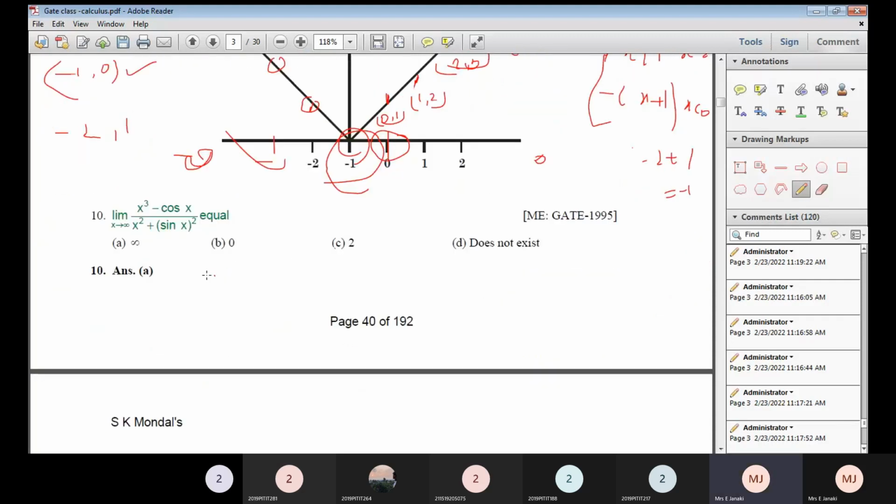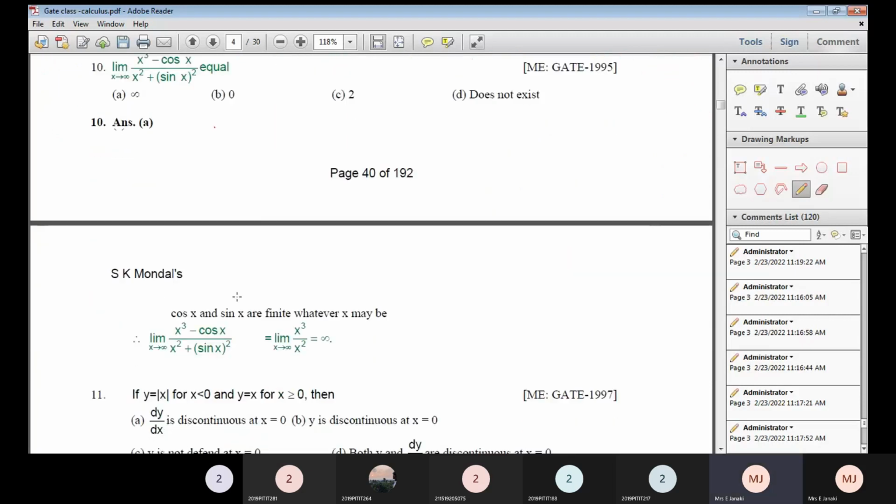See the next problem. Limit x tends to infinity of (x cube minus cos x) by (x square plus sin x) the whole square is equal to. So we have to find the limit for this function, x cube minus cos x by x square plus sin x the whole square.